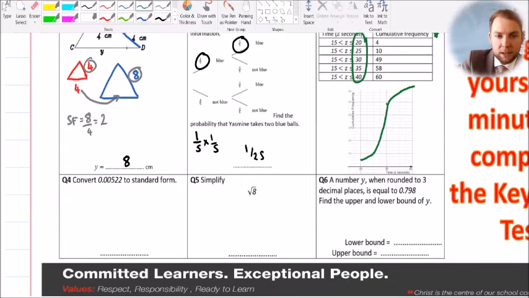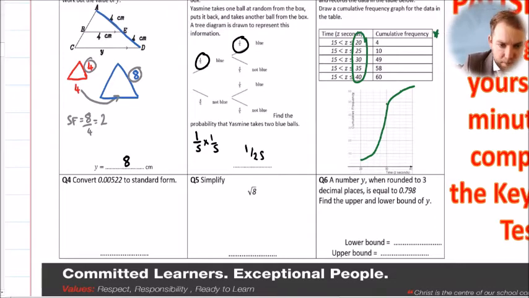All right, for question 4. We've got a smaller number here. We've got 1, 2, 3 jumps to make it between 1 and 10. So that's going to be 5.22 times 10 to the power of, well, there's 3 jumps and I'm getting smaller, so it's going to be to the power of -3.